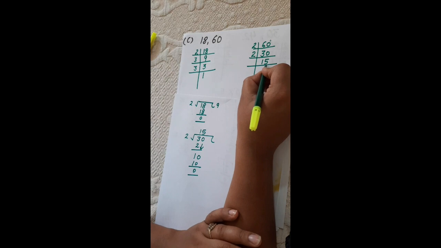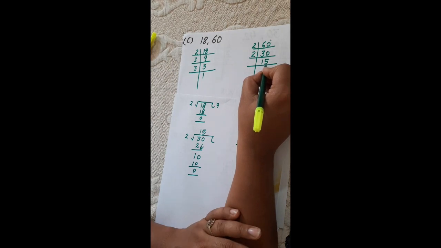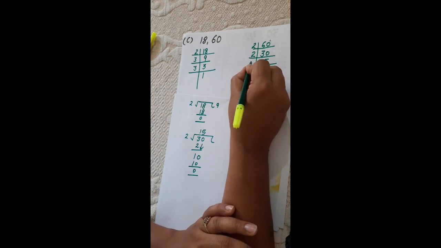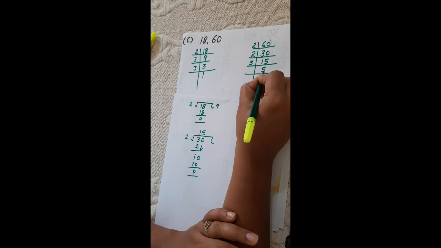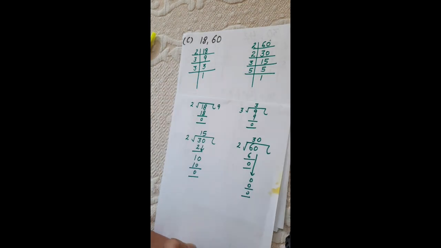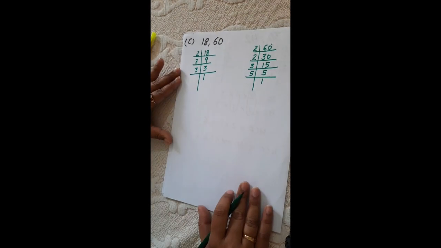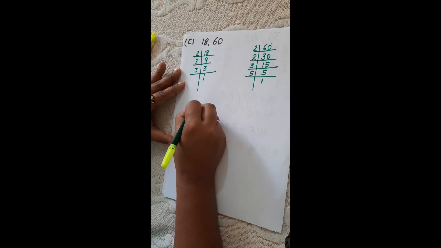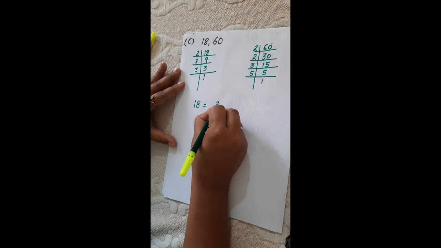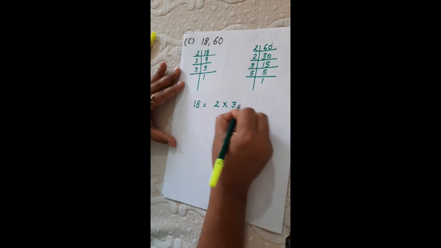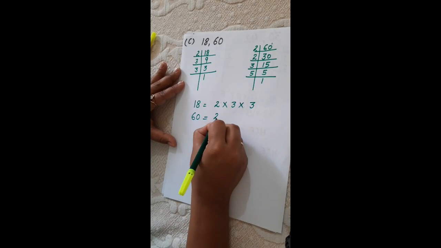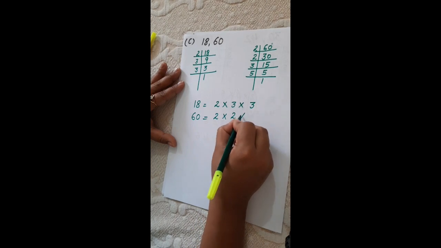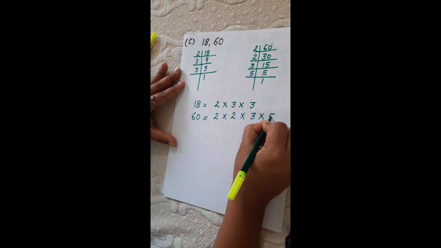So here the last digit is 5, so it is clear it is not divisible by 2. So let's divide by 3. After dividing 15 by 3, I will get 5. Then 5 ones are 5. So my next step is to write the prime factors of 18 first. That is 2 into 3 into 3. Then we have 60: 2 into 2 into 3 into 5.